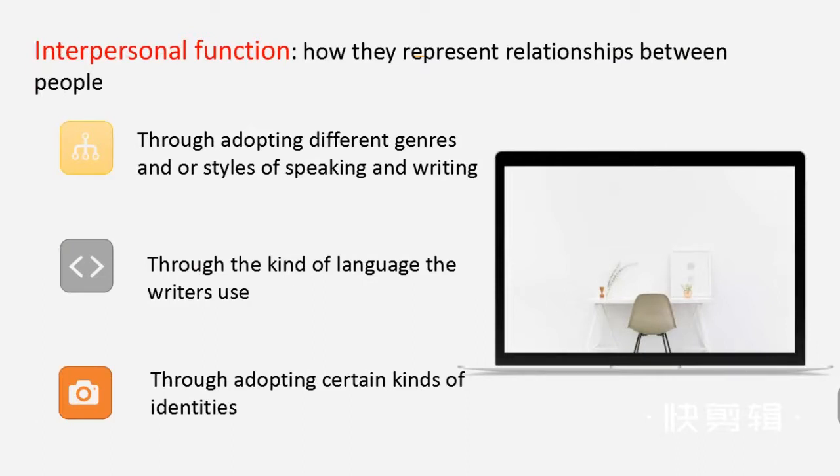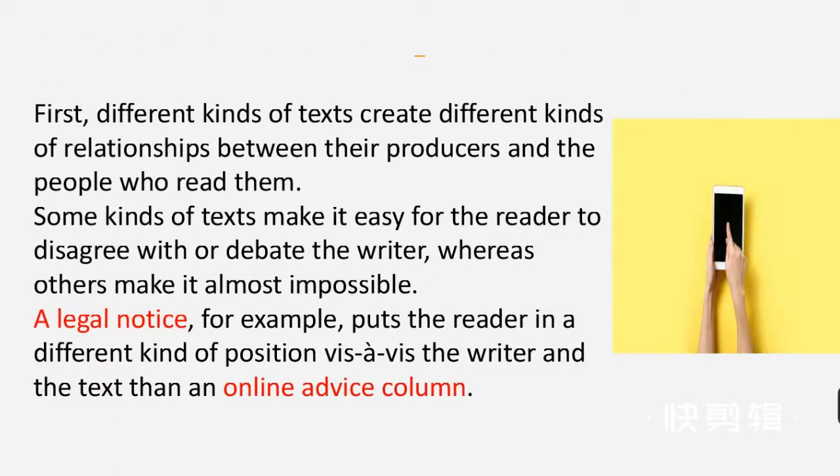Interpersonal function: how they represent relationships between people. Here are several ways: through adopting different genres or styles of speaking and writing, through the kind of language the writer uses, or through adopting certain kinds of identities. First, different kinds of texts create different kinds of relationships between their producers and people who read them. Some kinds of texts make it easy for the reader to disagree with or debate the writer, whereas others make it almost impossible. For example, a legal notice puts a reader very differently from an online advice column.